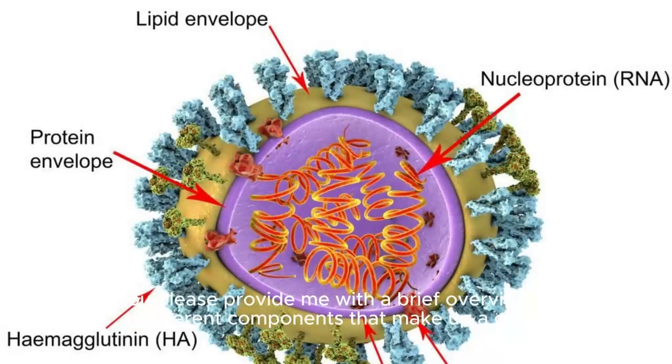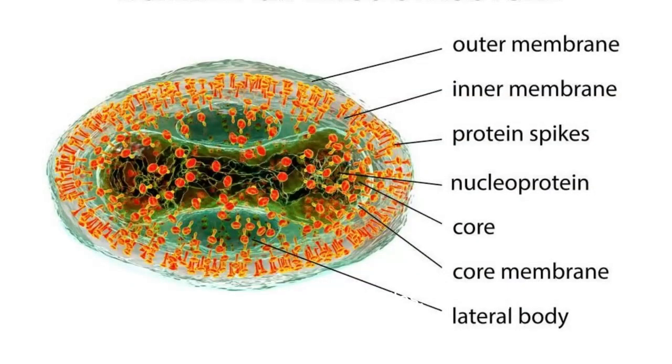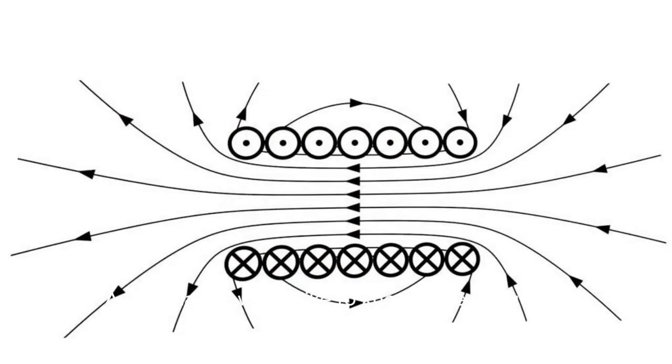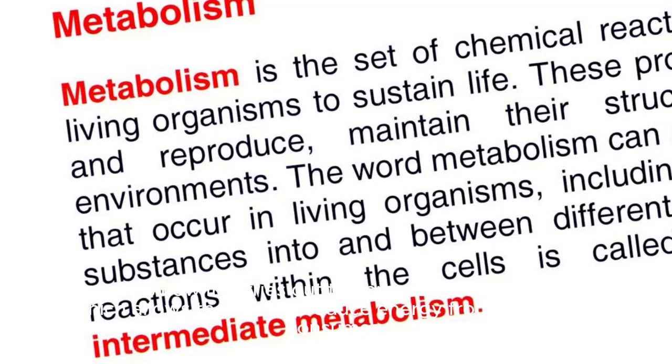Can you please provide me with a brief overview of the different components that make up a cell, such as the nucleus, the organelles, and the plasma membrane? Additionally, I would like to know more about the functions of a cell, such as how it carries out the process of metabolism, which allows the cell to produce energy from the food it consumes.